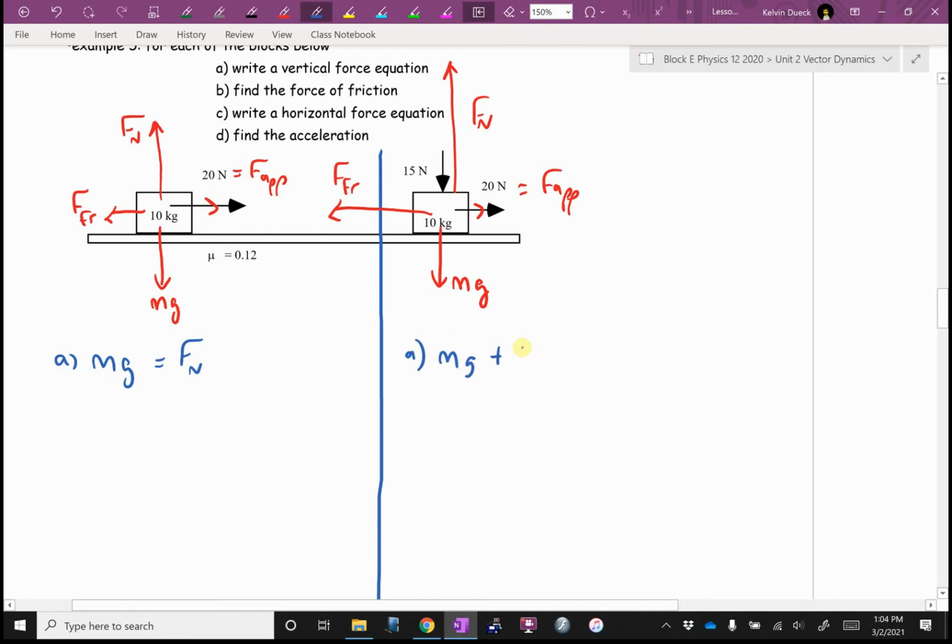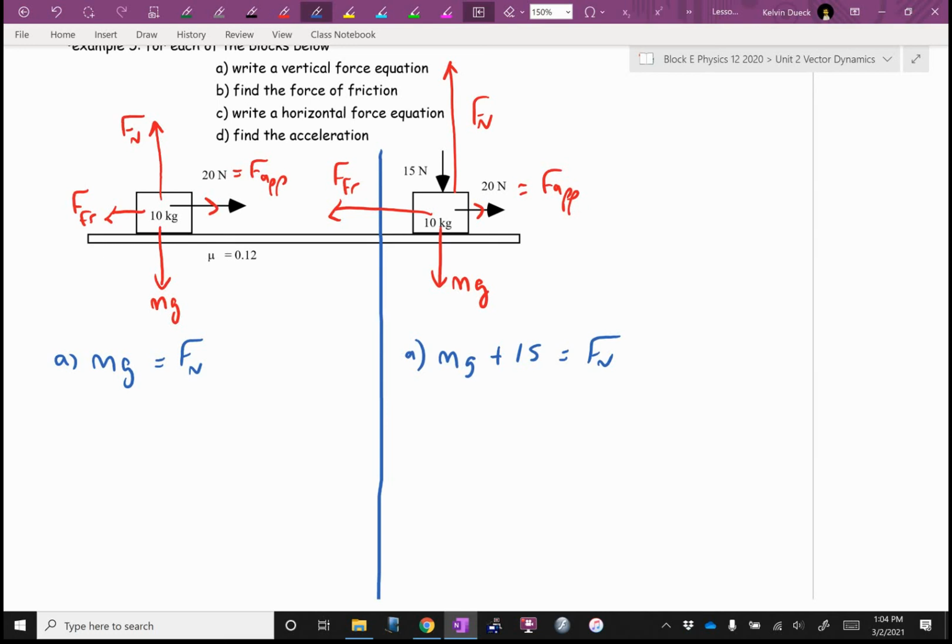What if instead of that 15 pointing down, it was lifting up? You'd have mg equals normal force plus 15, and you'd have to get the normal force by itself if you wanted that. We can handle it. Cool.